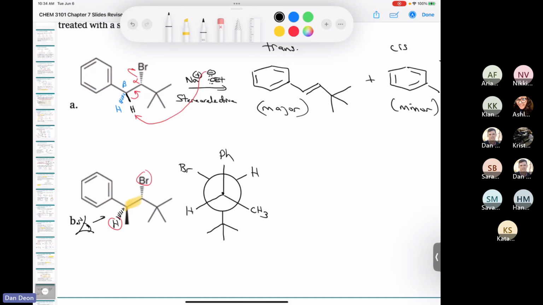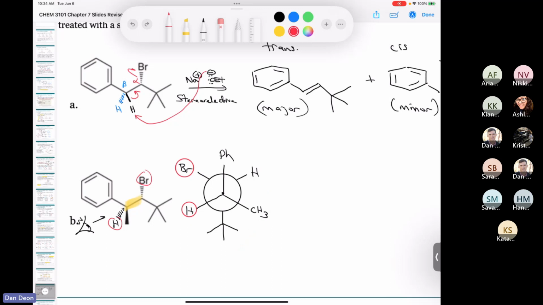So what we need to do is get the bromine and this hydrogen to be anti-periplanar to each other. So what are our choices? I'm going to rotate the bond, and I'm going to put the hydrogen over here, put the methyl group up here, and put the phenyl group down here when I rotate it.